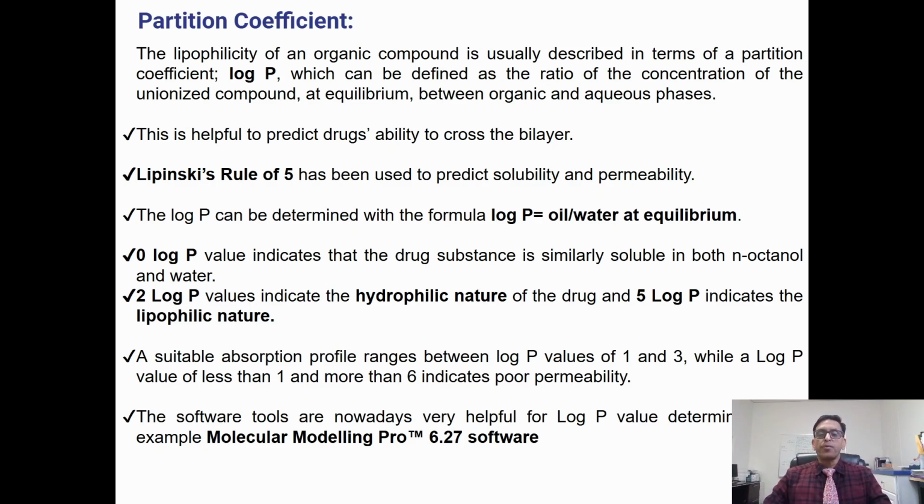So a suitable absorption profile for a particular drug compound or new chemical entity requires a log P value within 1 to 3. A log P value less than 1 or more than 6 represents poor permeability and is going to be critical for delivery or crossing the biological barrier of the system. Nowadays this log P can be determined using software like molecular modeling pro, which can be used to understand the drug's partition coefficient or lipophilicity.